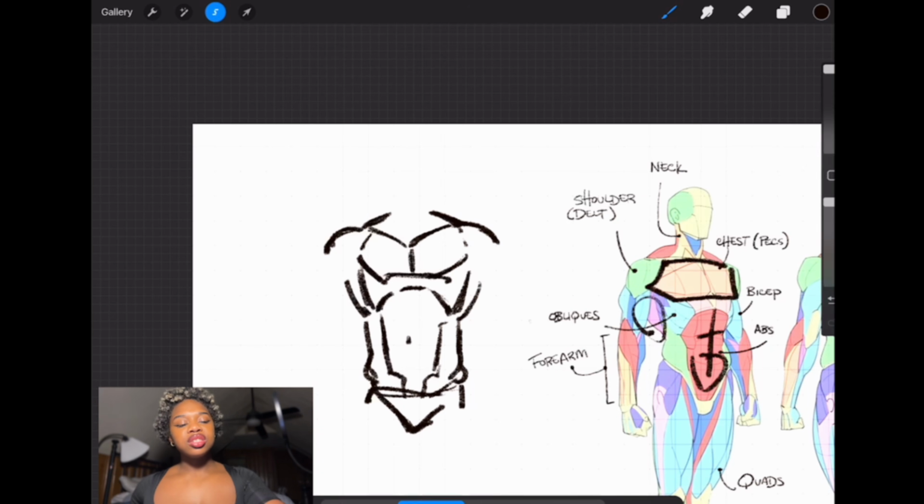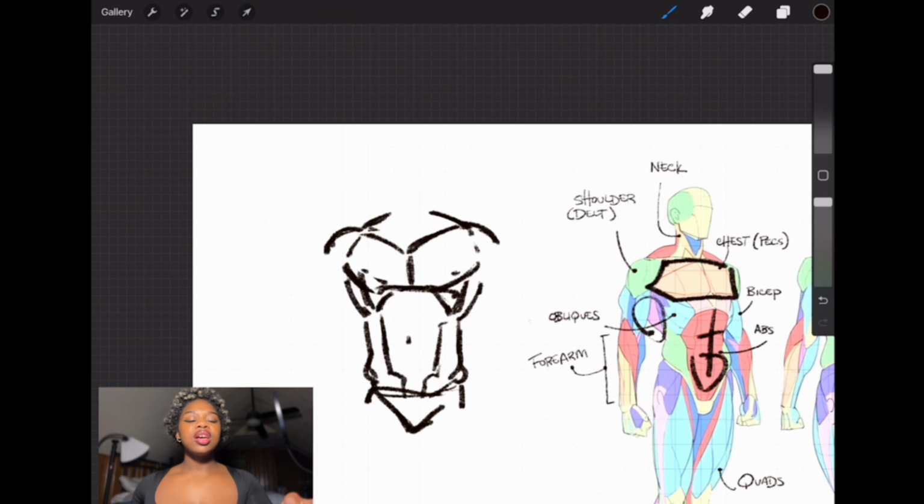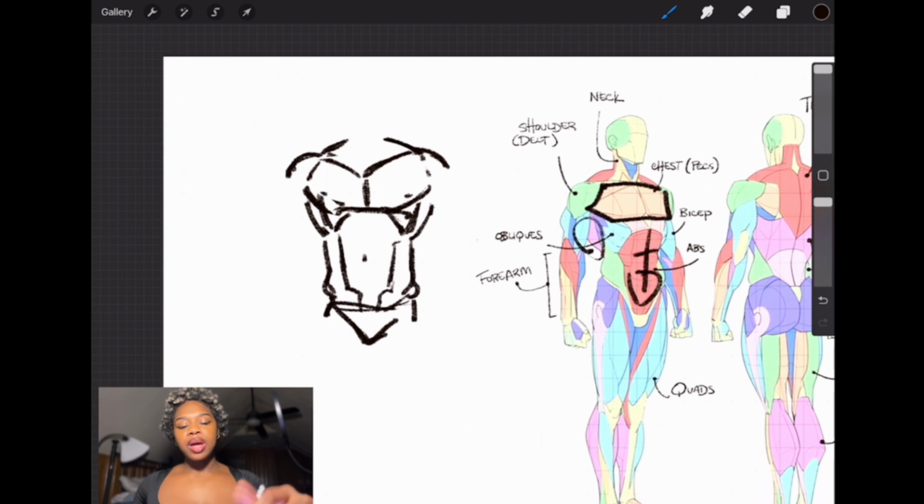Okay. That chest is looking awfully lopsided, isn't it? Let's fix that. Okay, there we go. That looks somewhat better. And this is not an exact drawing, but I'm just showing you how I break it down and what I see. So, that being said, let's move on to the arms.